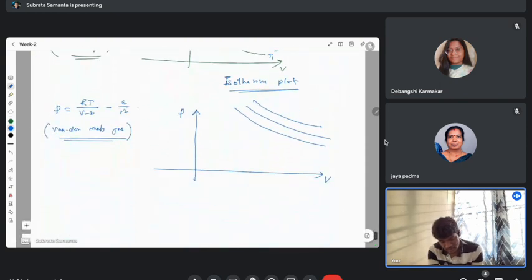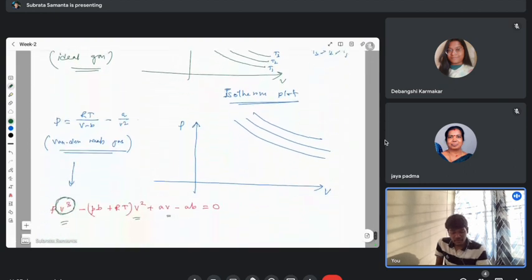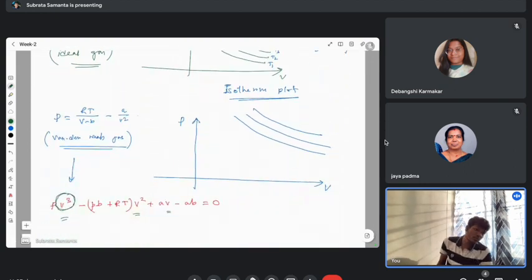So let's write this in the form PV cubed minus PbV square plus RTV square, sorry, plus AV minus AB equals 0, right? At any temperatures, this is a cubic equation in V. So when we lower the temperatures, we are not using any kind of approximation here. That means there must be three roots.